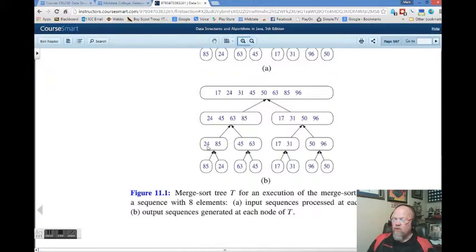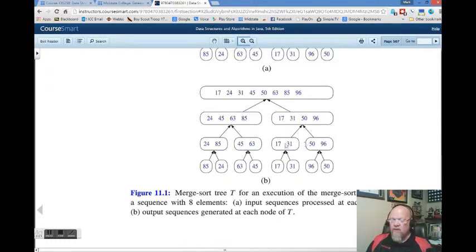Now I need to take these two groups and put them up here. So I look at 24 and I look at 45 and see which one's lower. Well, 24 is, so I throw 24 up there. Then I look at 85 and 45. Well, obviously 45 is lower. So then it looks at 45 and 63 and it sees 45 is the lowest out of those two, and it throws it up there. What's left is 85 and 63, and it compares, says 63 goes up, then 85.